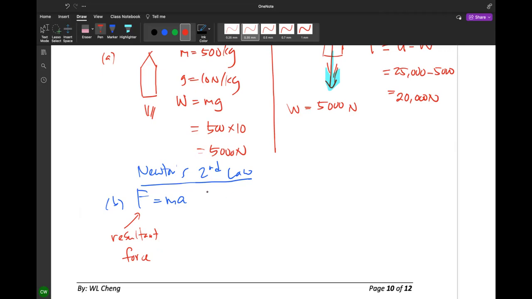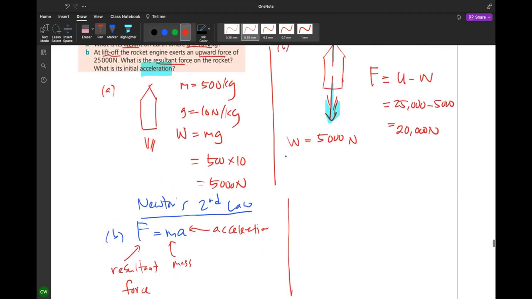Okay, A stands for acceleration. Resultant force. M stands for the mass. Can you find the value? Acceleration. We are looking for the acceleration.